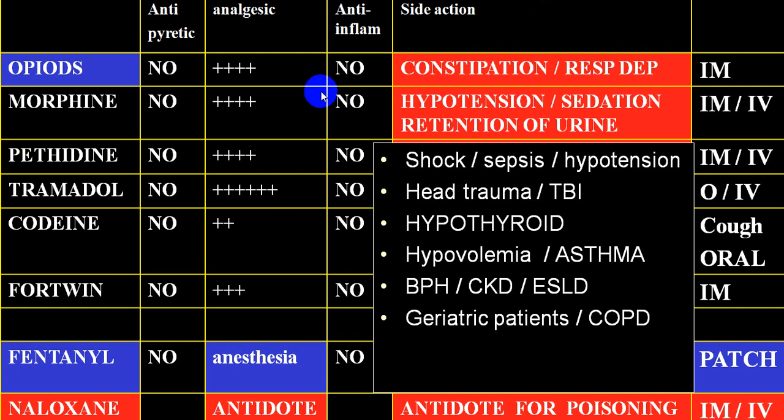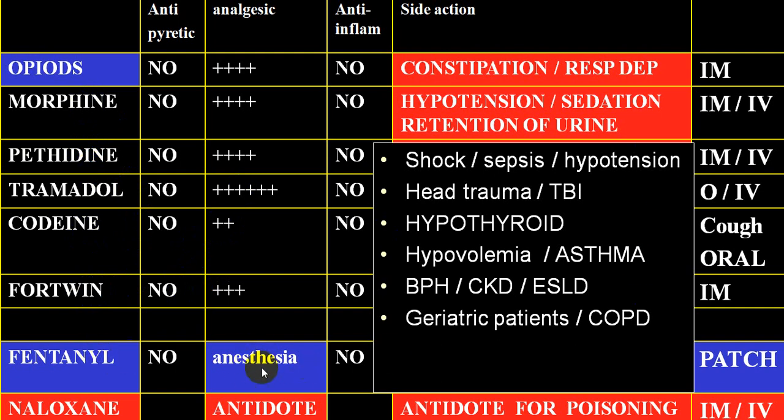So combining all the compounds together, you can see that all these are analgesics, but the most powerful is tramadol. Opioids are a little less than tramadol. Morphine, pethidine, they are less than tramadol. But codeine is a weak analgesic. Fortwin is a little more than codeine but less than tramadol, less than morphine and pethidine.